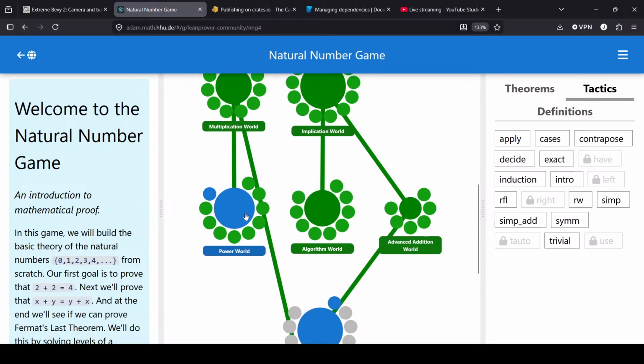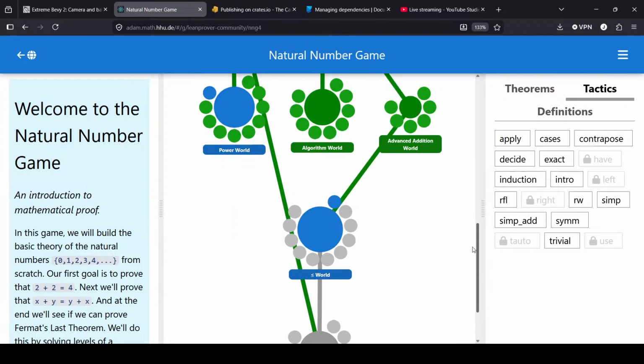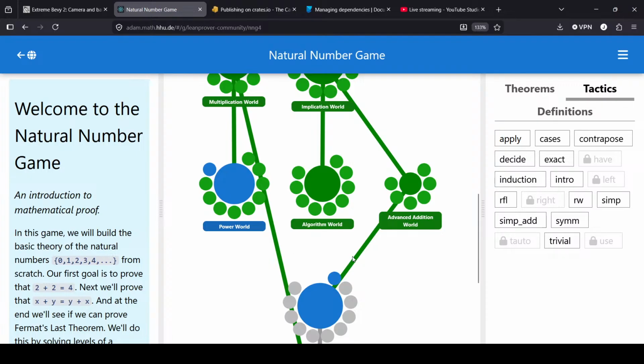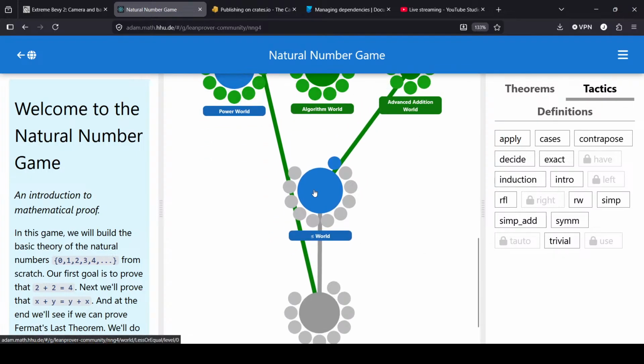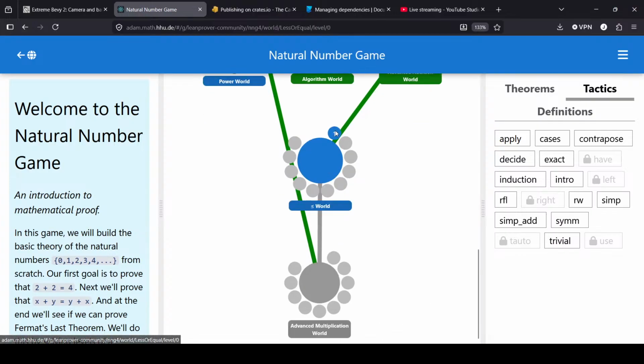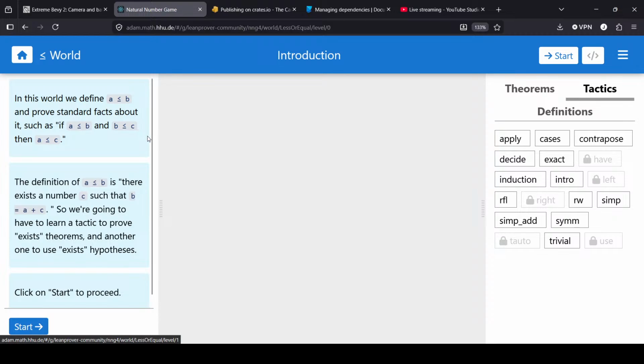Anyway, hello. Welcome back. Playing the natural number game, again, as usual. So yeah, last time we beat Power World. They won't let us beat the last level because it's Fermat's last theorem, so we're not doing that, I guess. But I'm going to consider this 100% completed. So yeah, the only thing that we have left to do is this world and then advanced multiplication world. So let's start with less than or equals world.